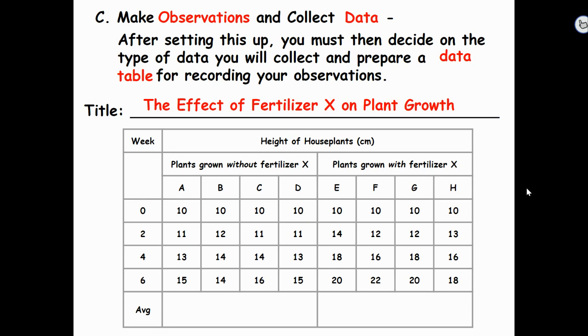After 6 weeks, our control group, A, B, C, and D, the ones that I didn't give the fertilizer to, A went up 5 centimeters, B went up 4, C went up 6, and D went up 5. They grew an average of about 5 centimeters.